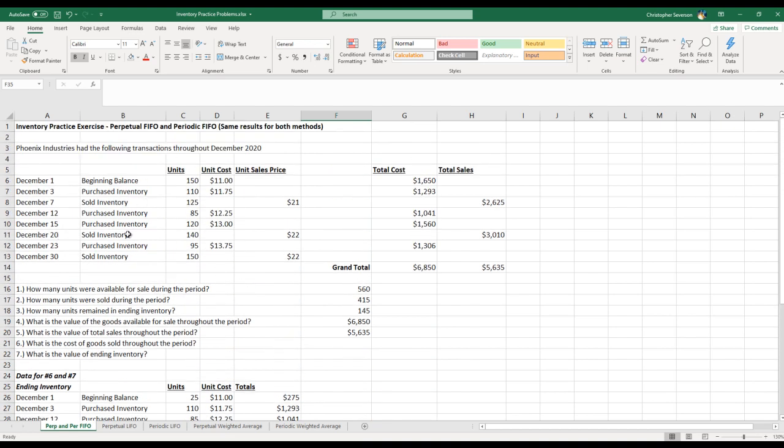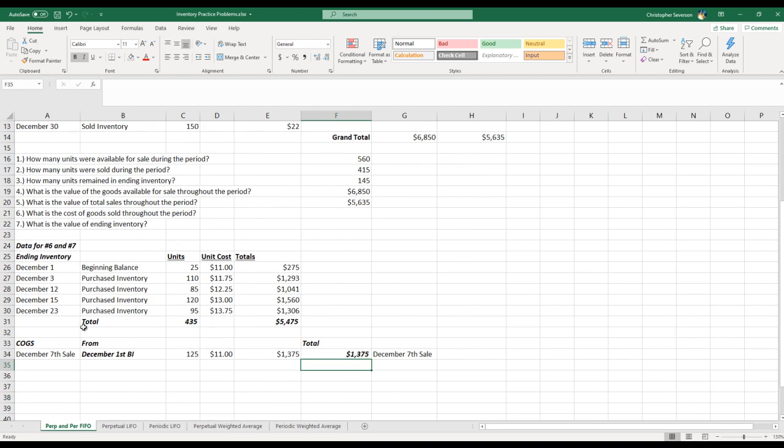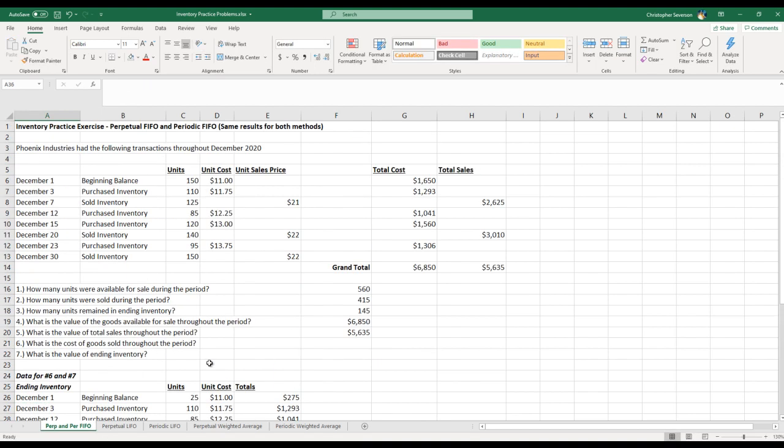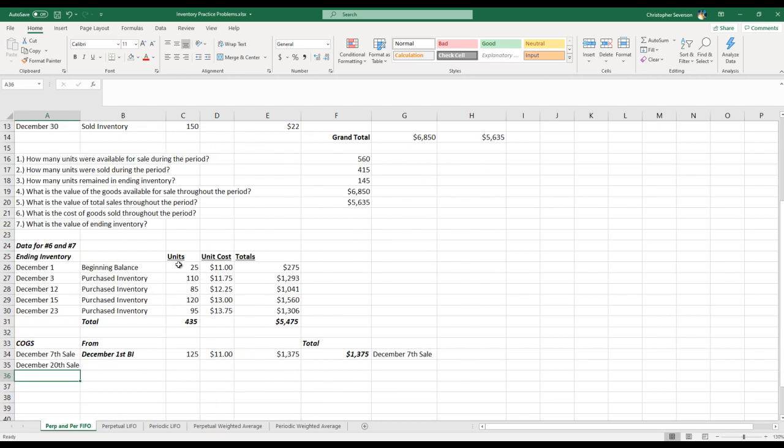Now the December 20th sale, we sold 140 units. So we need 140 units. We have 25 out of this first layer that we can use up. So it's the same thing, December 1st, beginning inventory. We're going to pull the 25 away. So now we have 0 left. It's $11.